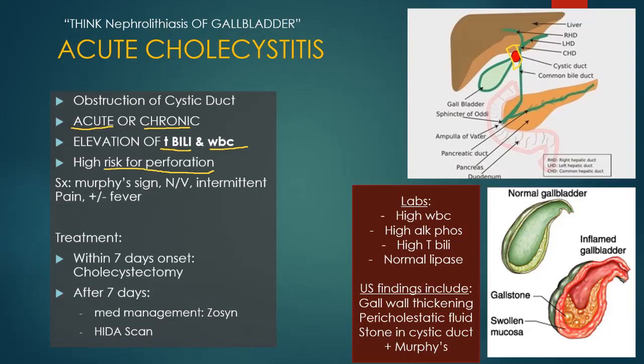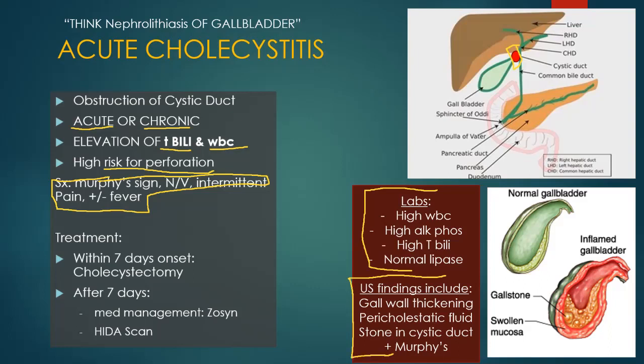Now, as far as signs and things that we're looking for in the history, we're going to be looking for a Murphy sign. We're going to be looking for nausea, vomiting, and that intermittent crampy pain as well as fever. Now, remember, not everybody has fever because a lot of people take Tylenol or ibuprofen. So again, here are the labs, and here are the ultrasound findings that we're looking for. Here is our treatment. Within 7 days, we want to get a cholecystectomy, which means that if the surgeon says, yeah, admit him and I'll do surgery tomorrow, that's not abnormal.